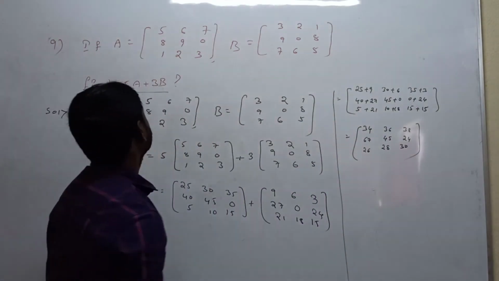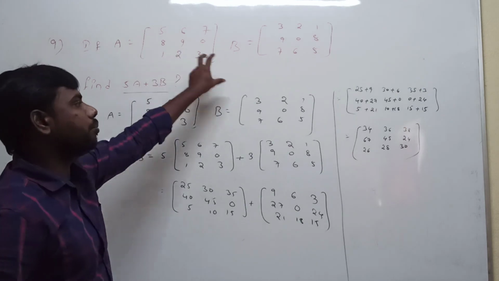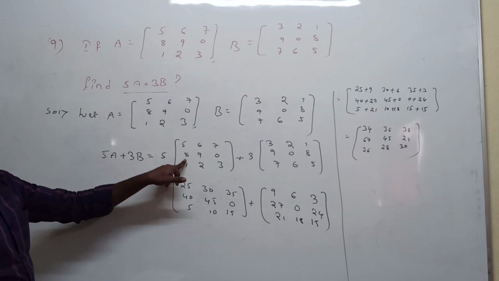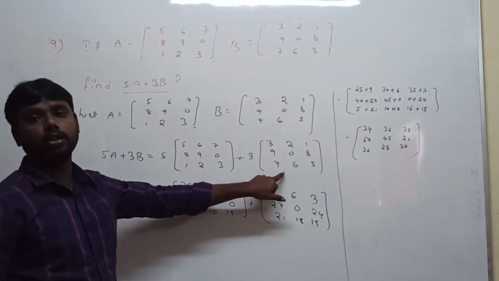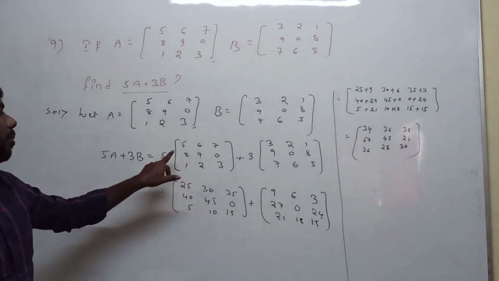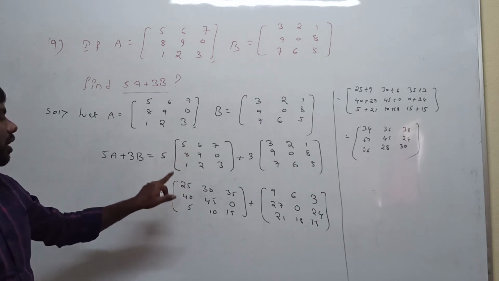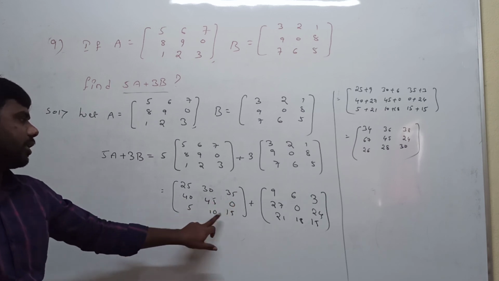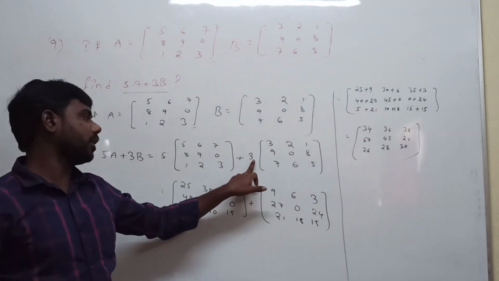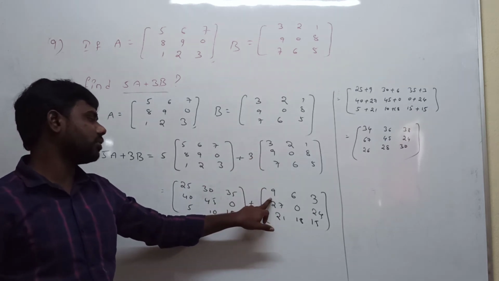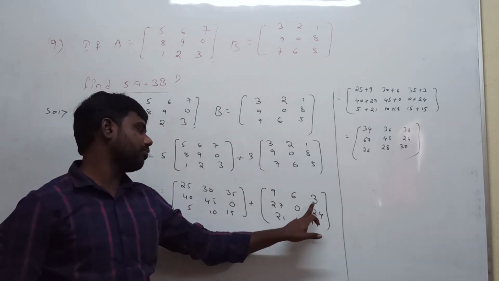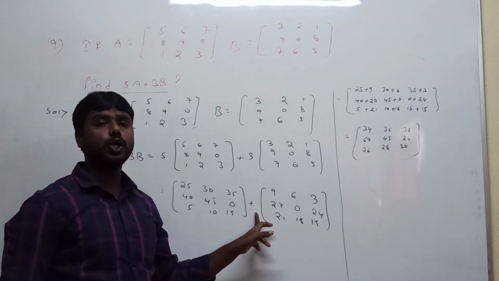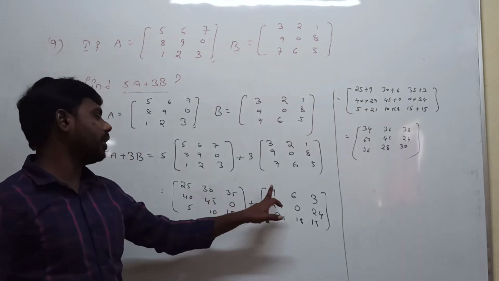What they are asking? They gave two matrices, A matrix and B matrix, to calculate 5A plus 3B. So 5 into A matrix plus 3 into B matrix. Now each element multiplied by 5, finally you get 25, 30, 35, 40, 45, 0, 5, 10, 15, plus each element multiplied by 3, finally you get 9, 6, 3, 27, 0, 24, 21, 18, 15. What is the symbol? Positive. That's why we are taking the sum of the two matrices, which means we are adding corresponding elements.